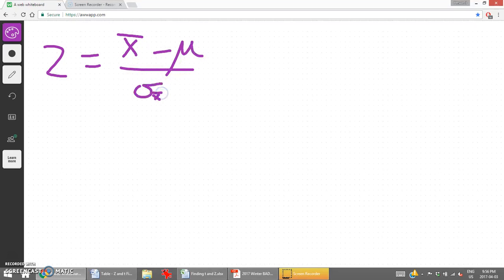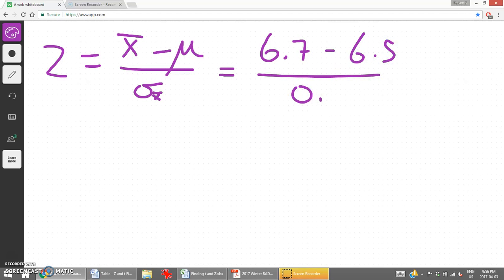Okay, the question wants us to calculate the probability of the sample mean being between 6.3 and 6.7. So we're going to use this formula once again: z equals the sample mean minus the population mean, divided by our standard error. So the sample mean is 6.7 minus the population mean of 6.5, divided by what we previously calculated as our standard error, 0.141. And we'll get a z value of 1.42.